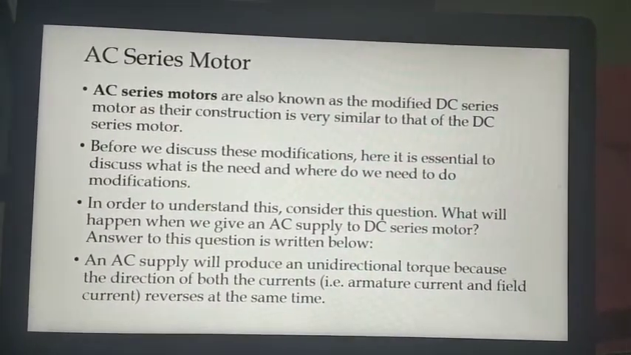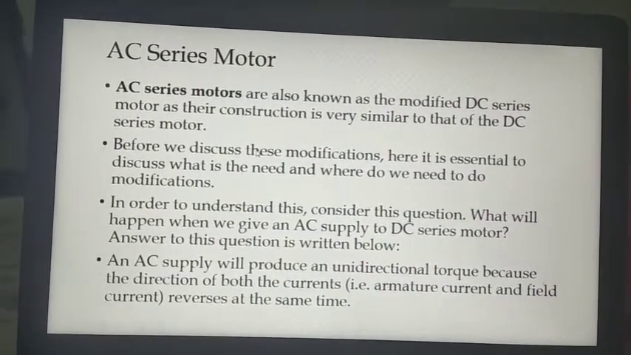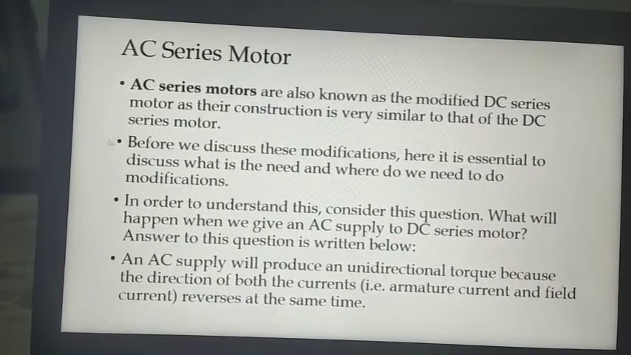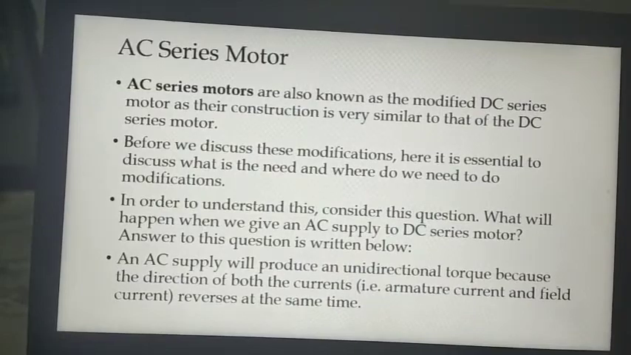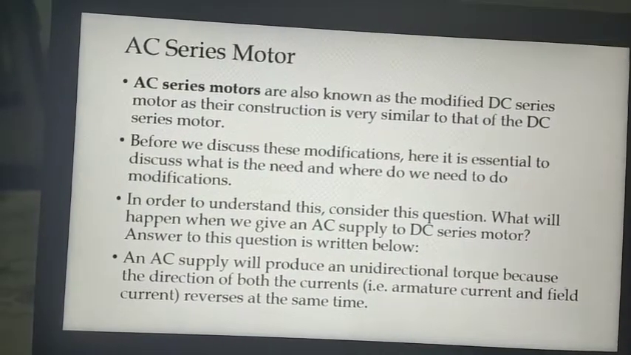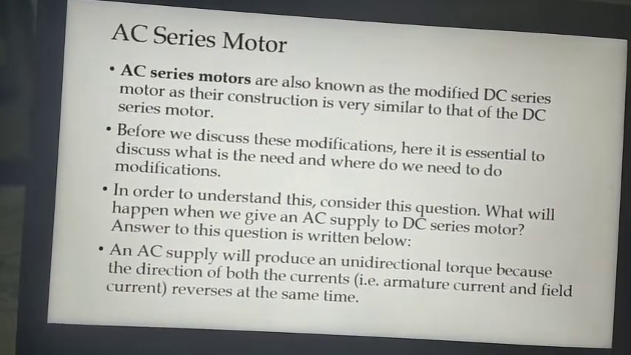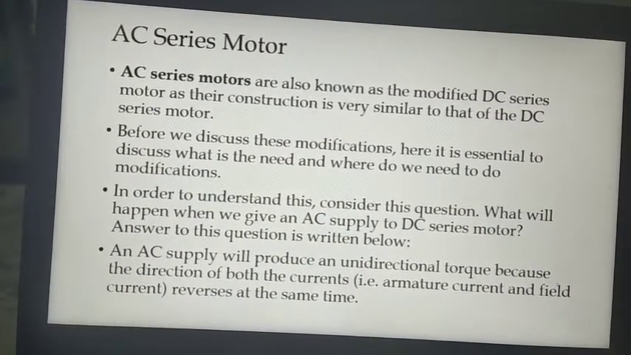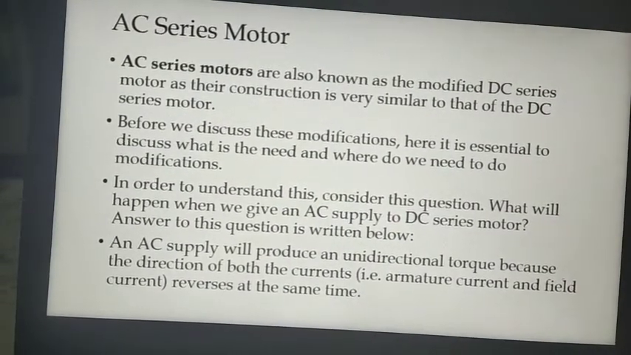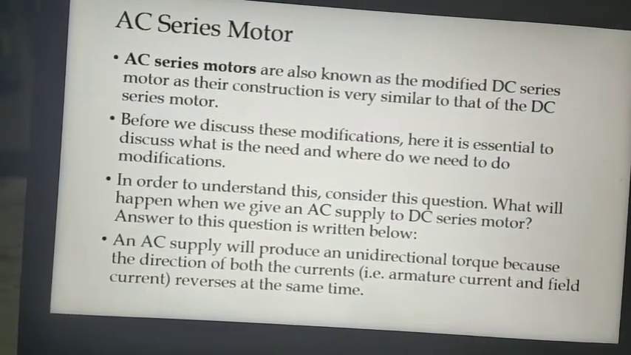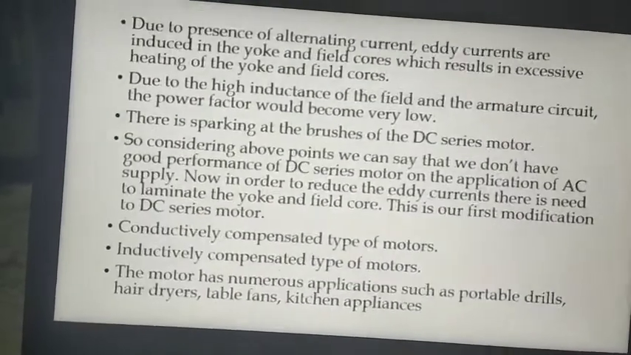The AC series motor is also known as the modified DC series motor, as its construction is very similar to the DC series motor. Before we discuss the modification, we essentially discuss what is the need and where we use the modifications. In order to understand this, consider the question: what will happen when we give an AC supply to a DC series motor? The answer is that AC supply will produce a unidirectional torque, because both the armature current and field current reverse at the same time.